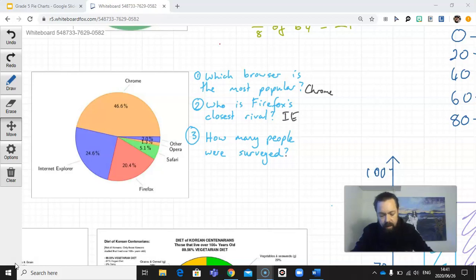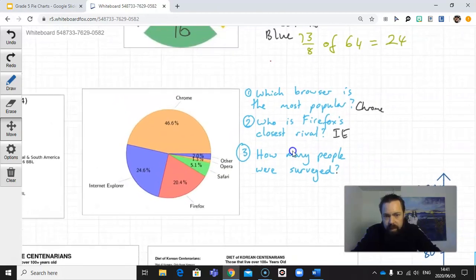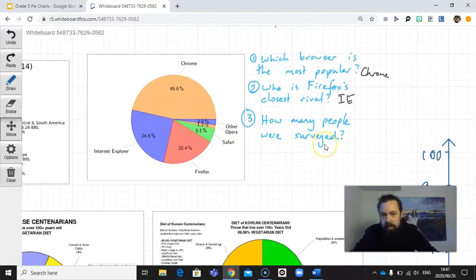And finally, how many people were surveyed? Now, it's not actually possible to get an actual answer for that. We're unable to see exactly how many people were surveyed, but we can make some judgments. So first of all, I can tell quite easily that it definitely was not 100, because otherwise we would have a problem and you wouldn't get a situation where you had 46.6, because how could you have 0.6 of a person?